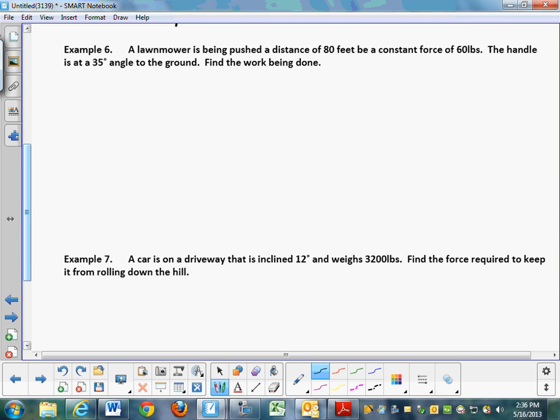All right, so let's go to a real life example. It says a lawnmower is being pushed a distance of 80 feet with a constant force of 60 pounds on the handle. The handle's at a 35-degree angle to the ground. Find the work being done. So I have a lawnmower.